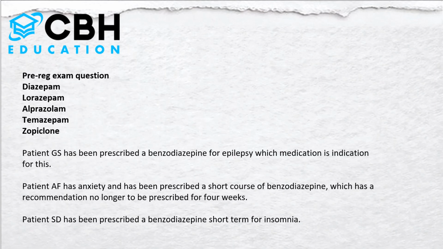Okay, so examples of pre-reg exam questions. Patient GS has been prescribed a benzodiazepine for epilepsy. Which medication is the indication for this? That would be diazepam. Patient AF has anxiety and has been prescribed a short course of a benzodiazepine, which has a recommendation to be prescribed for no longer than 4 weeks. That would be lorazepam. And then patient SD has been prescribed a benzodiazepine for short-term insomnia. That would be your Zopiclone.